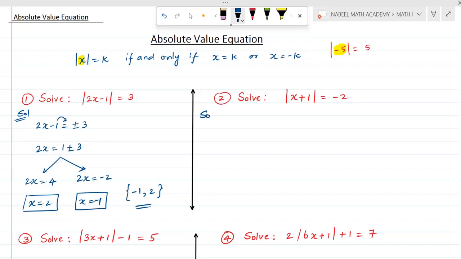Now similarly, we will solve the second one. This is |x + 1| = -2. So the absolute value is not equal to a negative. Therefore, there is no solution, because the absolute value is always positive. In such cases, there will be no solution. Why? It is not possible for the absolute value to equal a negative. So I will say this is the empty set. The null set is the solution: no solution.